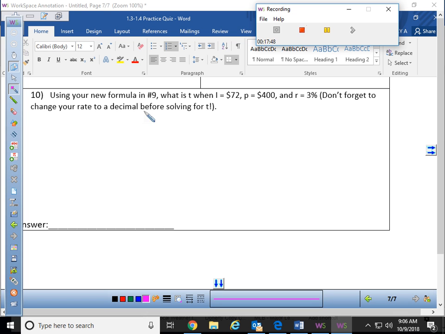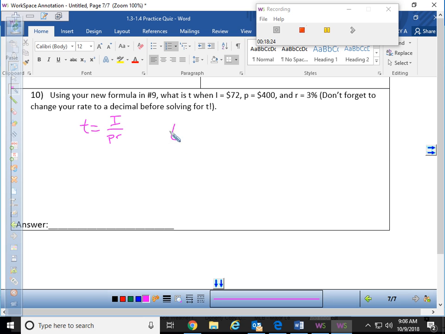Okay, so it says using your formula in number 9. Now I can't see number 9, but I think I remember it. I think the equation was T equals I over P times R. And it says using your new formula in number 9, what is T when I is 72, P is 400, and R is 3 percent. 3%. And they give us a little hint here. Don't forget to change your rate into a decimal before solving for t. Okay, we can do that.